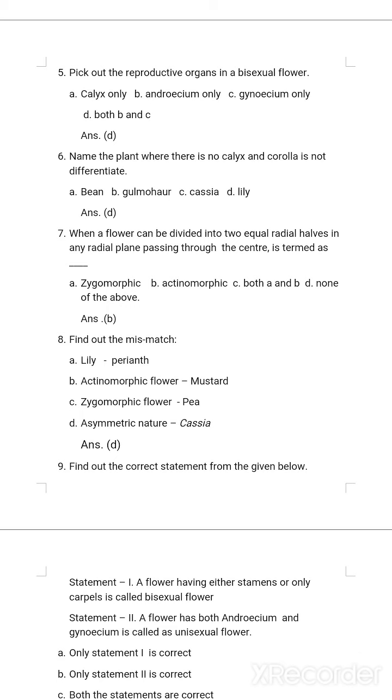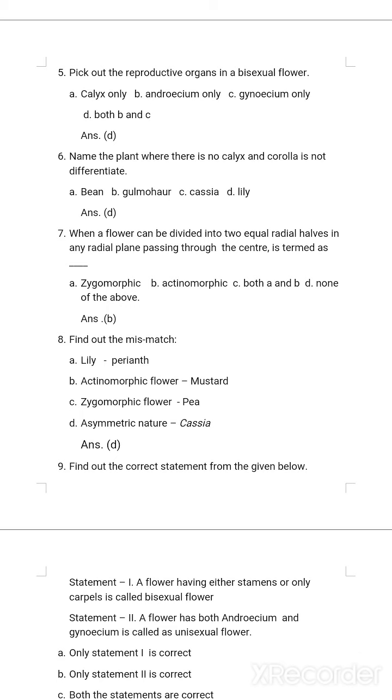Okay, now let us see the options. Option A, lily and perianth. Option B, actinomorphic flower and mustard. Option C, zygomorphic flower and pea. And option D, asymmetric nature, cassia flower. So they asked for the mismatch in this question from the given four options.